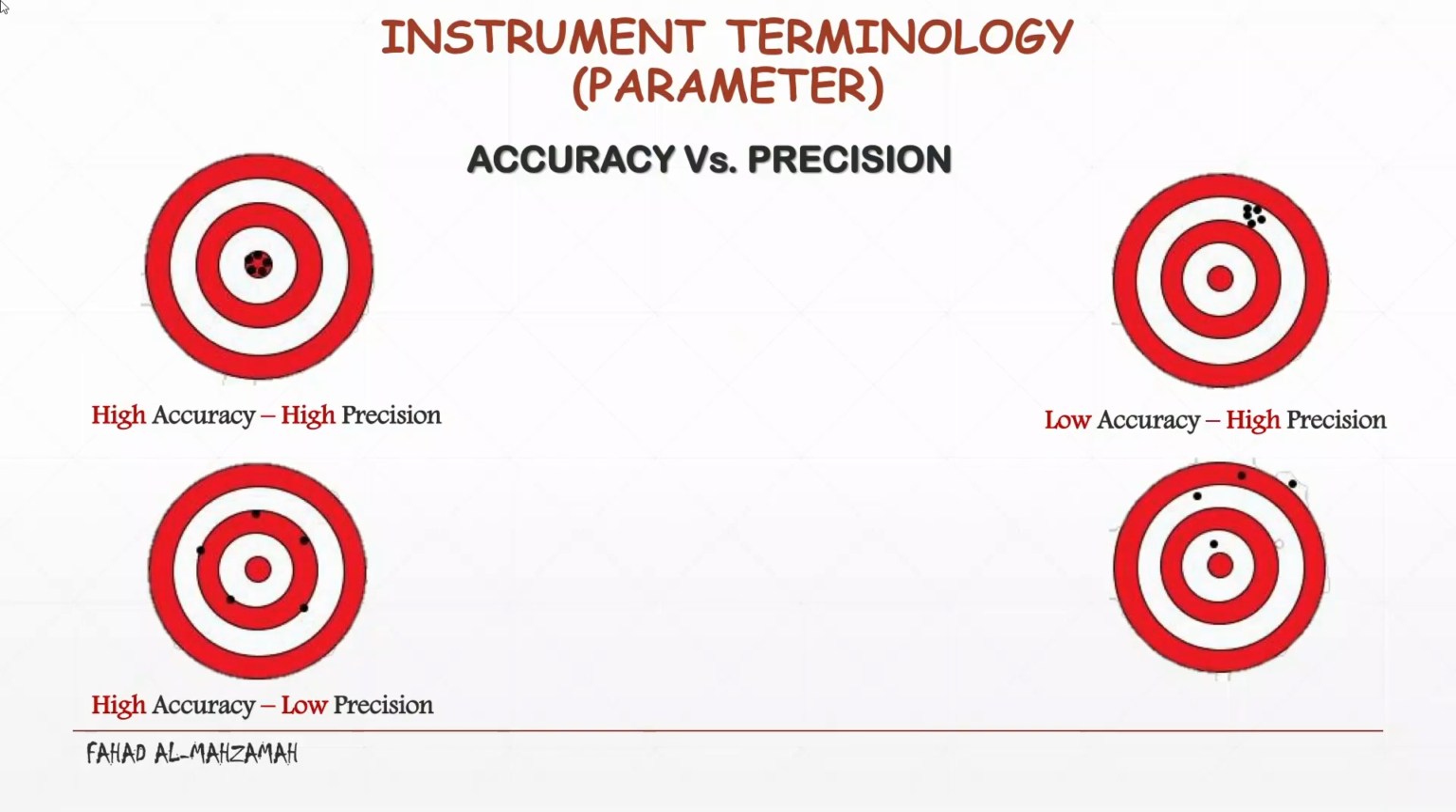What about the last one? We can see that here they are far from the true value and they are far from each other, so they have low accuracy and low precision. This is the main difference, and I think it's a good comparison and explanation between accuracy and precision.